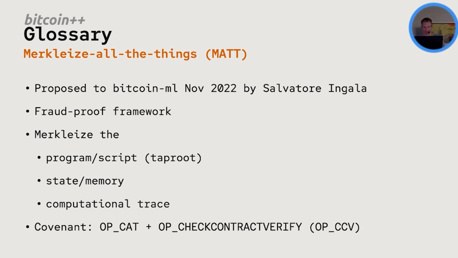To enable MAT, it has an accompanying opcode that was also mentioned during the panel called check contract verify. It's very simple, which is also why I like it. You just check that the input key has some internal key and is tweaked with some data, and also that it's tweaked with some taproot. And you can do the same with the output key. That way you can take the state from the input, modify it somehow, and then commit it in the output. In addition, we use cat a lot because we're working with Merkle trees. So cat is very, very useful in that regard.